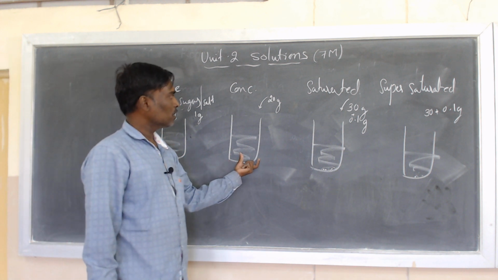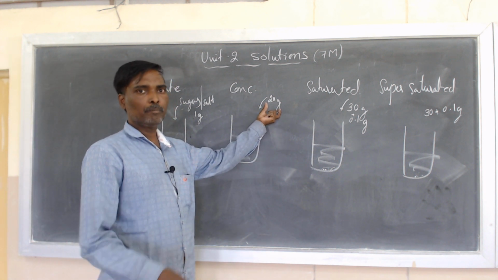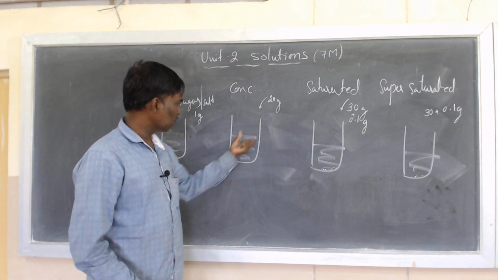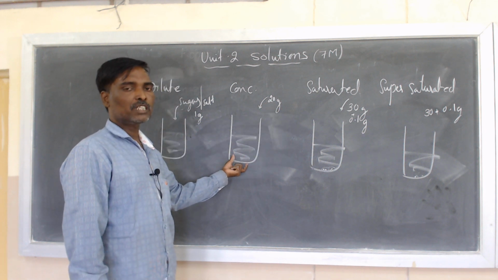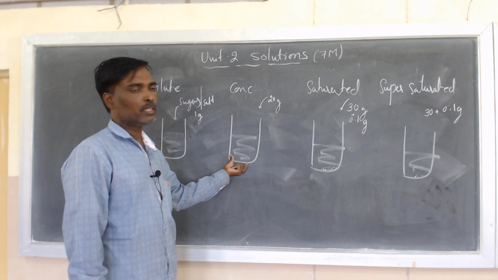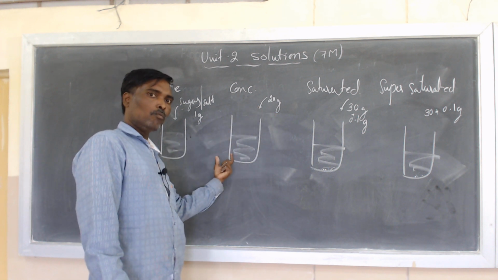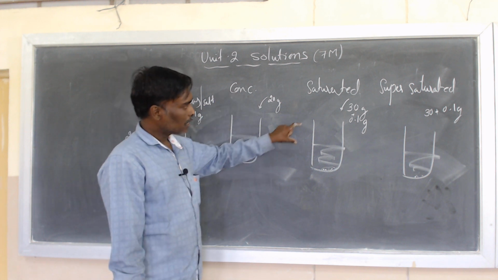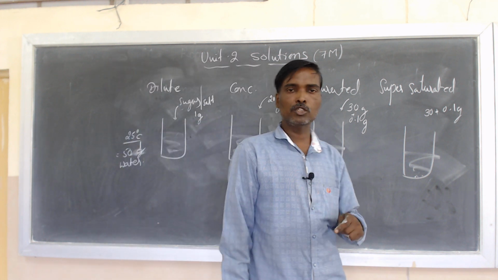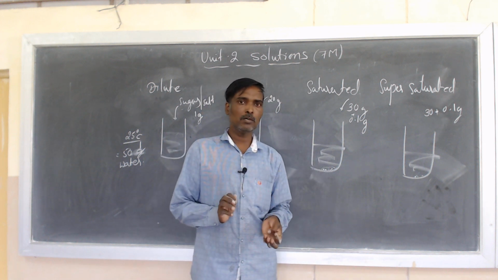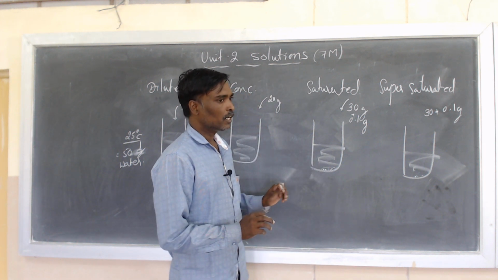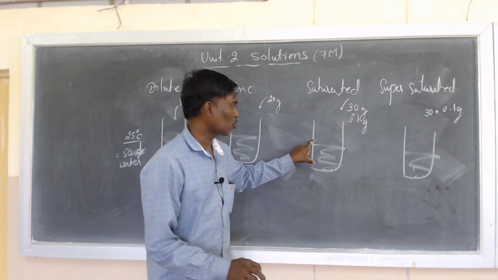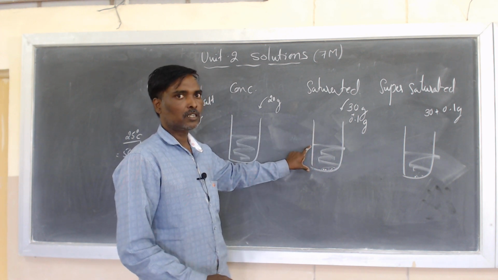Here the quantity of that sugar is comparatively large. It is 20 grams of solute in 50 grams of solvent. So it is a concentrated solution, with more solute. And a saturated solution is one in which the maximum amount of solute is dissolved in a given amount of that solvent.